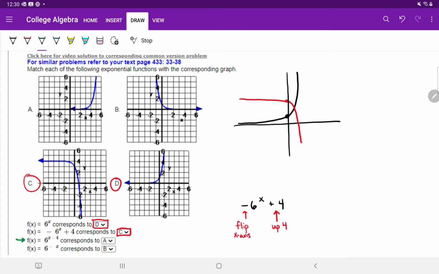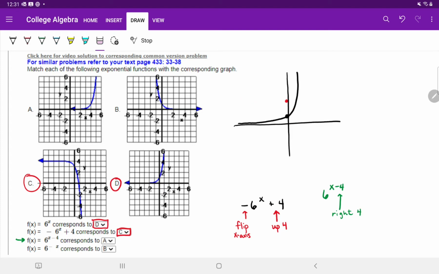So our next function is f of x equals 6 to the x minus 4. So we're subtracting 4 in this problem, but we're subtracting it within the function. This is within the exponential, not on the outside like in the last one. So this minus 4 doesn't move it up or down. This minus 4 moves it left or right. And if it's inside the function, it does the opposite of what you think it would do. So this minus 4 is actually a right 4.